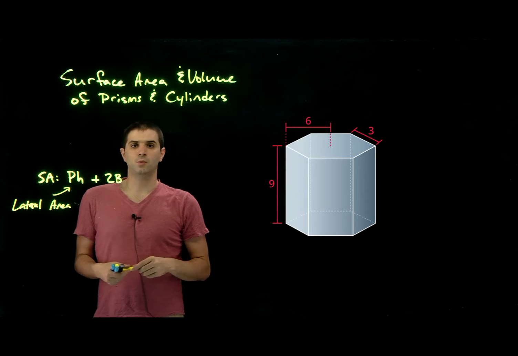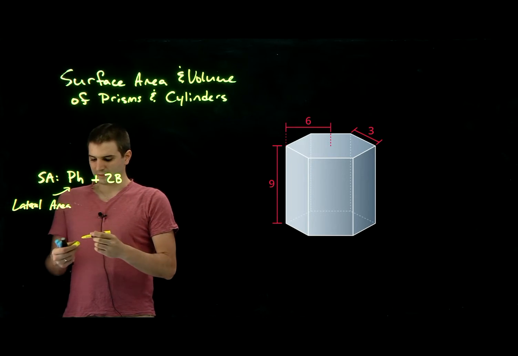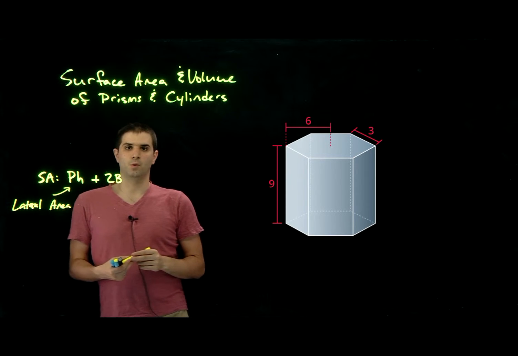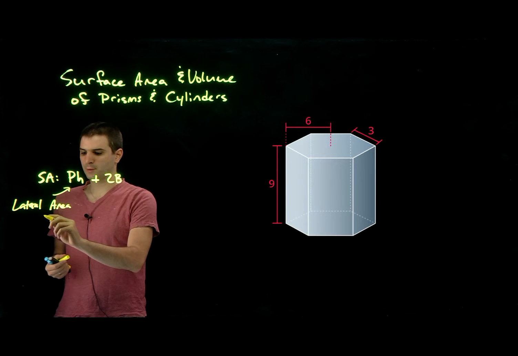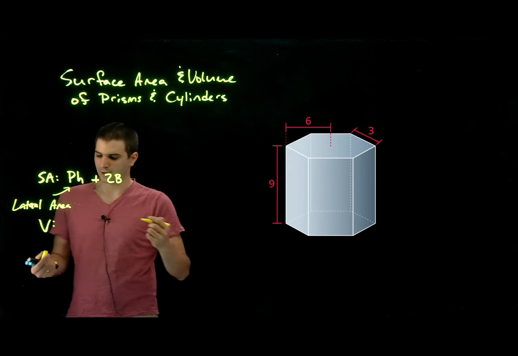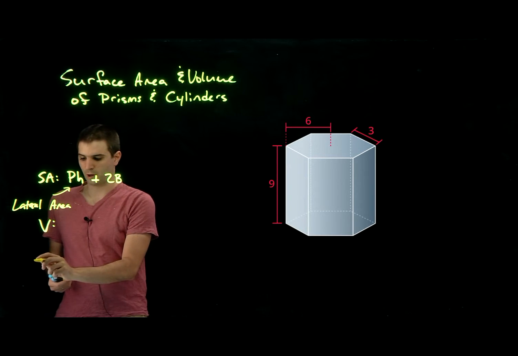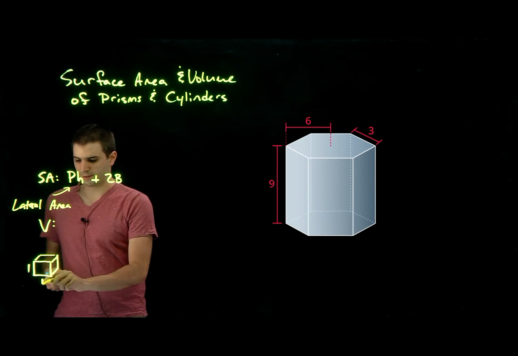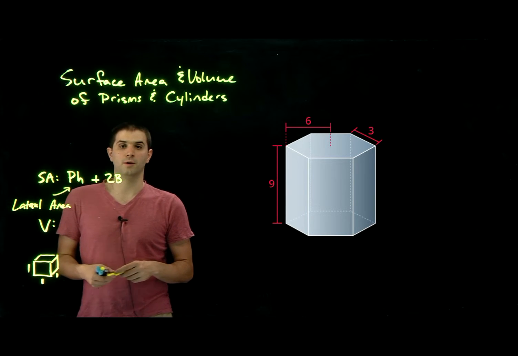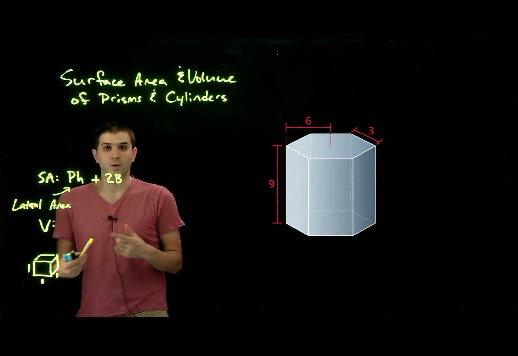Okay, now I want to get into the volume, which is slightly more conceptual. Before we get started, I want to illustrate the idea of where this volume comes from. So our base for the volume is going to be a cube. Imagine we have a cube with dimensions 1, 1, and 1. Then by definition, the volume of this cube is 1 times 1 times 1, which is 1.